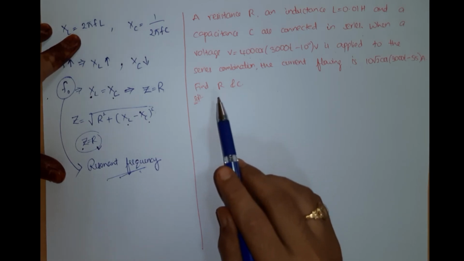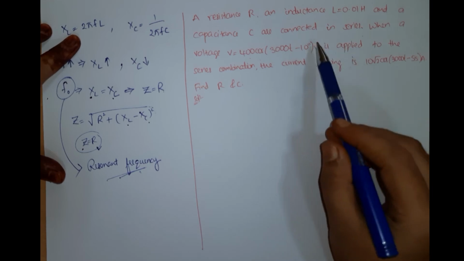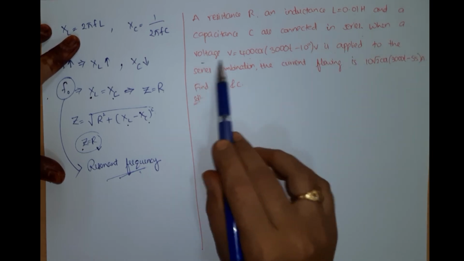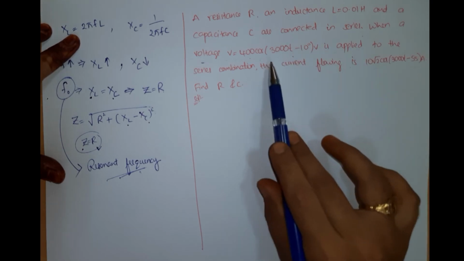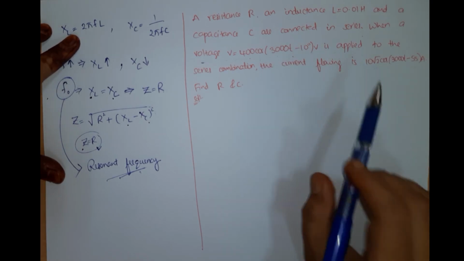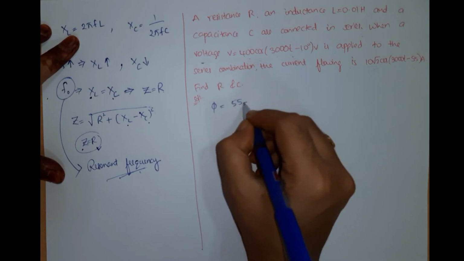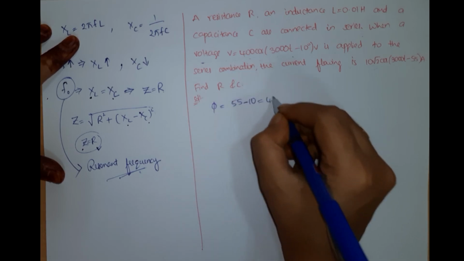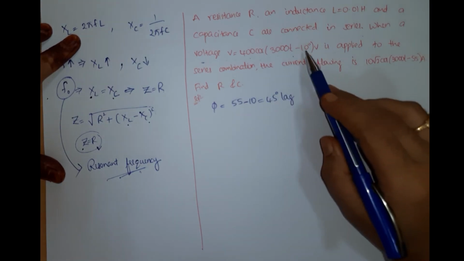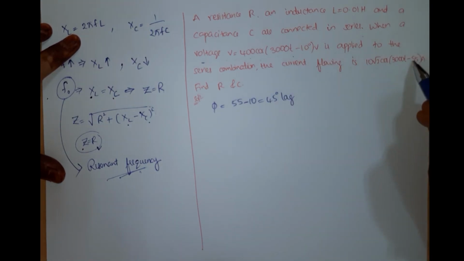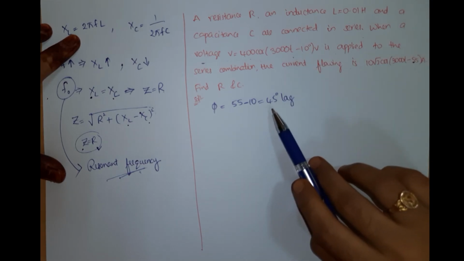Right? So now we need the value of phi. See here, voltage is given, current is given, so the phase difference between the voltage and current can be found out. That is phi, which is 55 minus 10, that is 45 degrees lag. Why? Because the voltage is at minus 10 degrees and the current is at minus 55 degrees, so the current is lagging behind the voltage by 45 degrees.